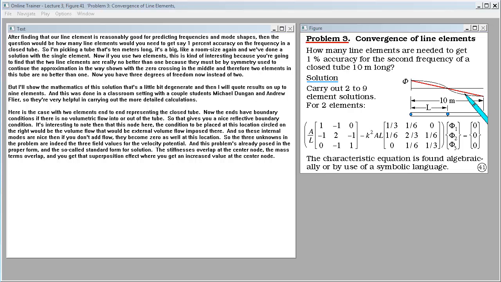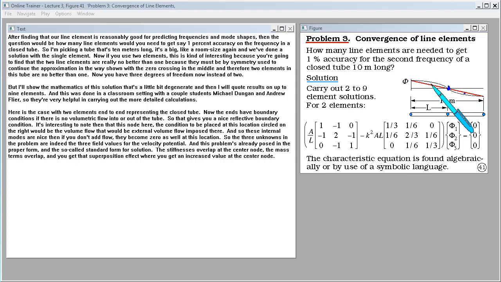Now if you use two elements, this is kind of interesting because you're going to find that the two line elements are really no better than one, because they must be by symmetry used to continue the approximation in the way shown with a zero crossing in the middle, and therefore two elements in this tube are no better than one. Now you have 3 degrees of freedom now instead of two.